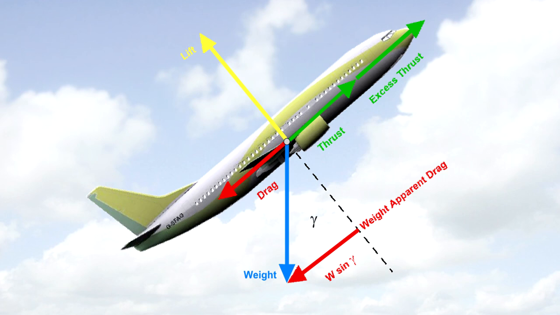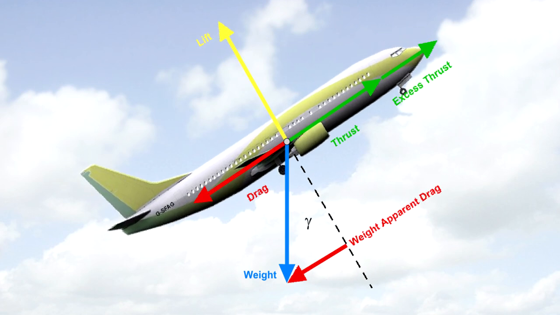The next factor that affects the climb angle is the configuration of the aircraft. By configuration we mean whether or not the flaps and undercarriage are deployed. If the undercarriage and flaps are deployed, then parasite drag will increase. More drag means that there is less excess thrust available. Notice now that the excess thrust is not able to balance all of the weight apparent drag. Therefore, the aeroplane's climb angle must be decreased to reduce the weight apparent drag to a value that can be balanced by the excess thrust.